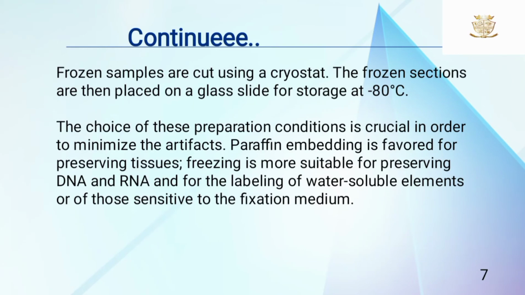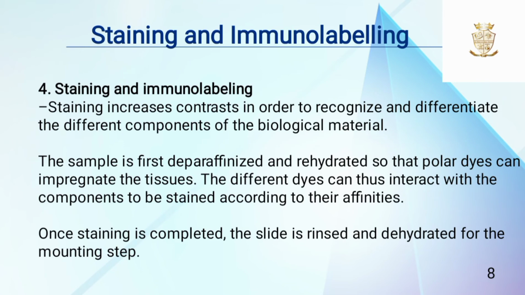Frozen samples are cut using a cryostat. The frozen sections are then placed on a glass slide for storage at -80 degrees Celsius. The choice of these preparation conditions is crucial in order to minimize the artifacts. Paraffin embedding is favored for preserving tissues. Freezing is more suitable for preserving DNA and RNA and for the labeling of water-soluble elements or of those sensitive to fixation medium. The fourth step is staining and immunolabeling.